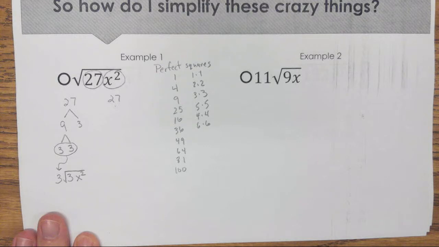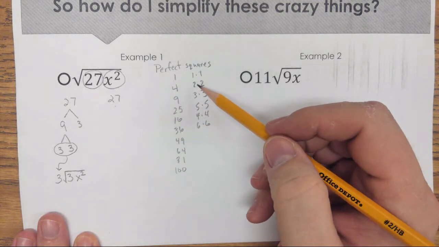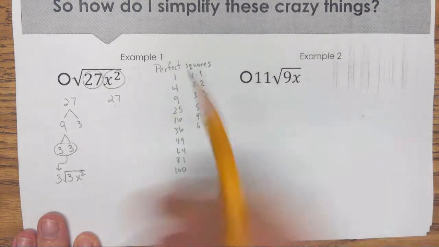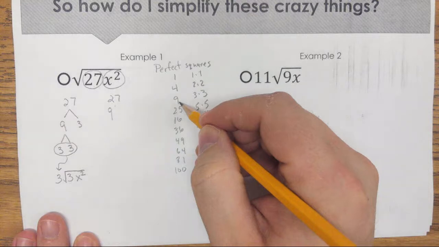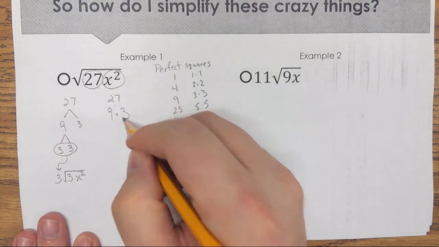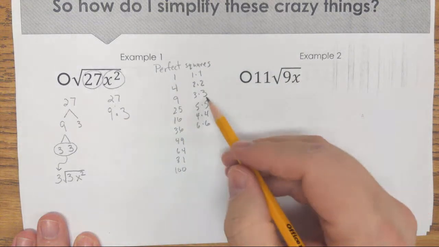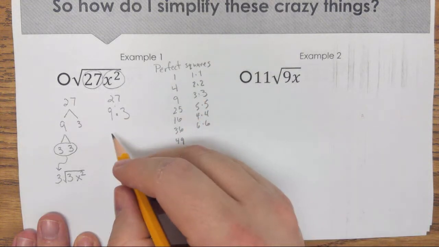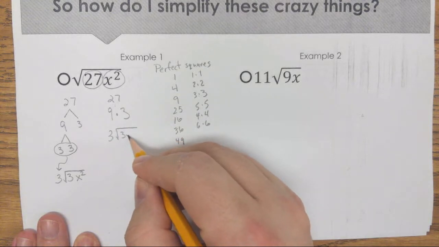Perfect squares. The reason why that's important is because when I take the square root of a perfect square, I'll get one of these numbers. So I know that 9 is a perfect square, and I know 9 times 3 is 27. Well, because 9 times 3 is 27, then I know that I've got a 3 outside and the square root of 3x squared.